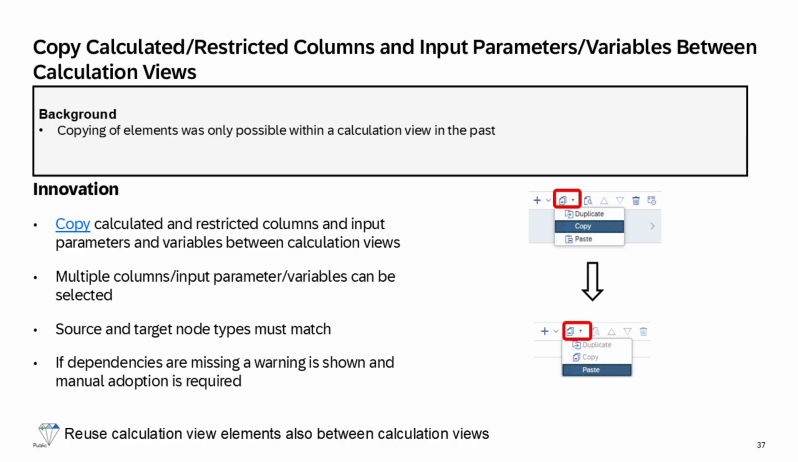The next topic that I want to talk about is the option now to copy calculated and restricted columns as well as input parameters. You could do that already in the past, as long as you copied within a calculation view. We now also allow copying and pasting between different calculation views. And if in the target calculation view some dependent objects are missing, then you are notified during the copy process.